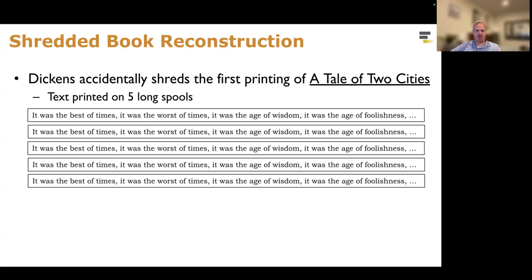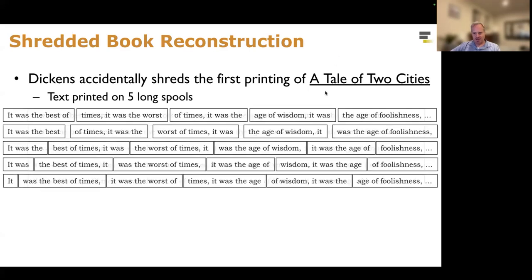As Dickens has his first few copies and is walking out of the print shop, unfortunately he trips and they fall into a paper shredder, which chops up these long spools of paper into short little slips of paper. The slips shown here each have five words on them, although they're sheared and cut up all across the book. Again, this is a transparent metaphor: you have long molecules of DNA, entire chromosomes, that get sheared and sequenced into sequencing reads.